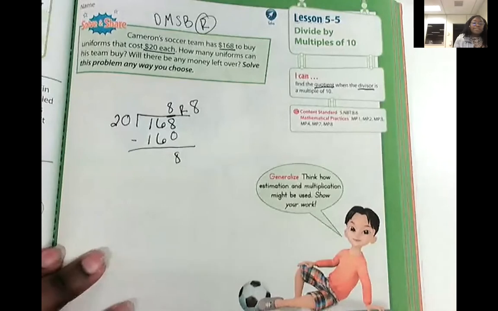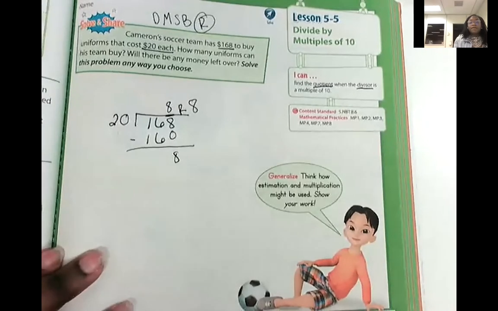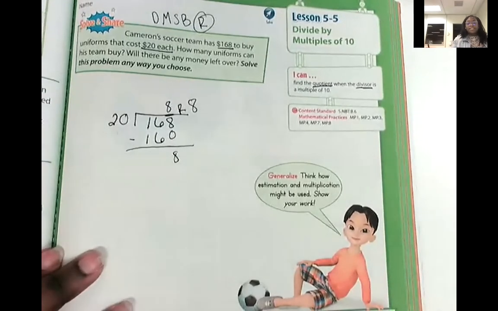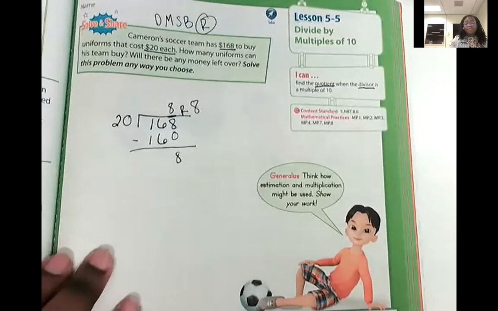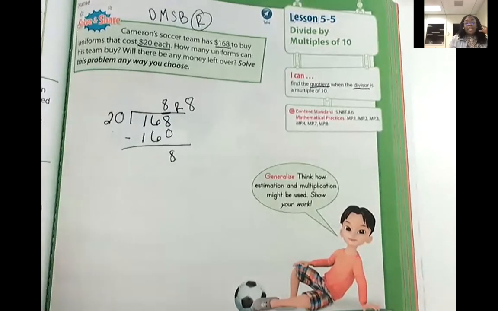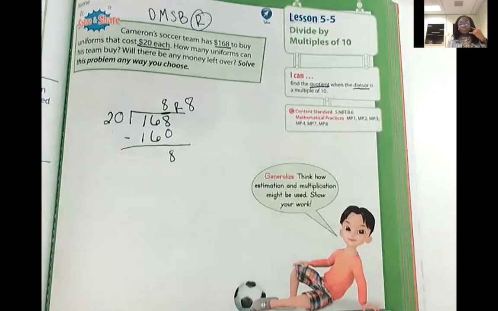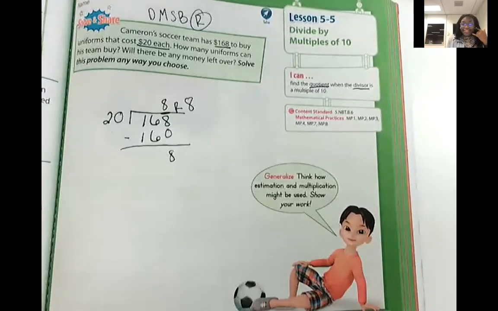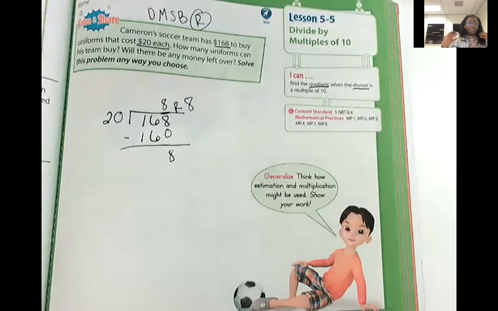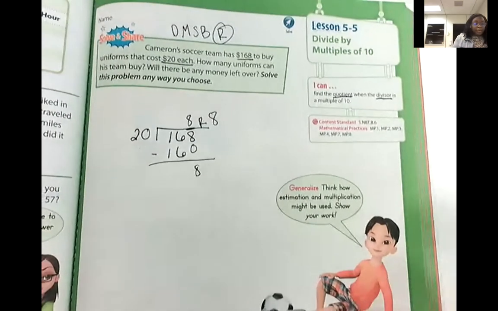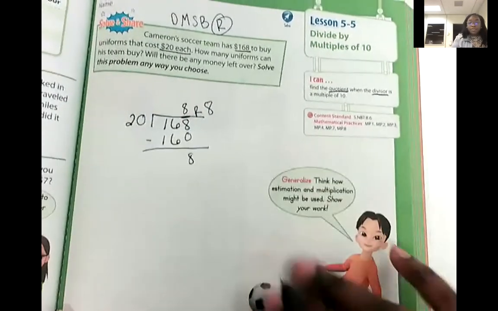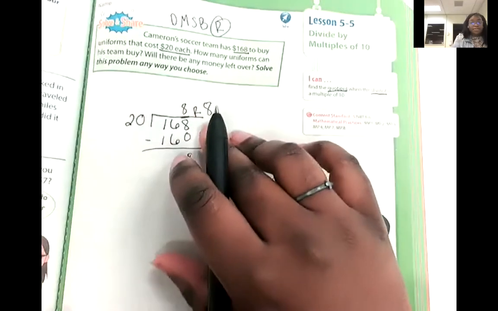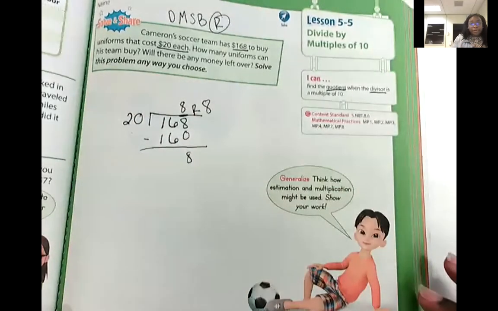Because you have to think of it like this. If you were to call the uniform place to order your uniforms, can you say, I need 8, remainder 8 uniforms? They're going to look at you like you're crazy. So you have to take this into consideration whenever you are trying to figure out your quotient and then the remainder. The remainder is always important, okay?